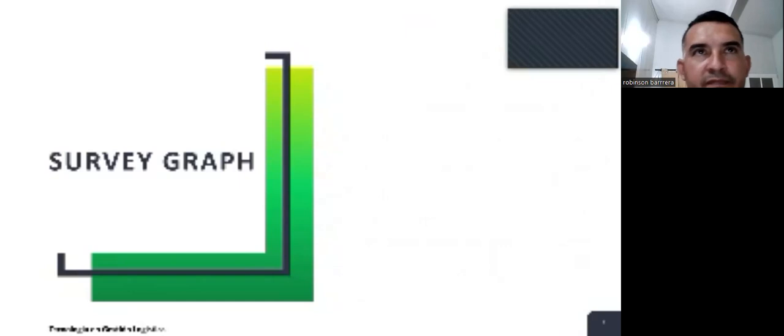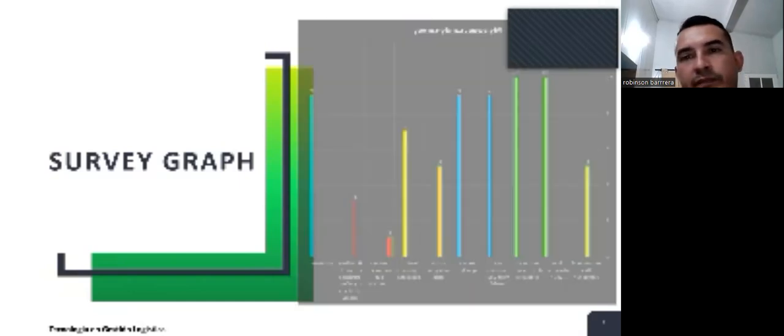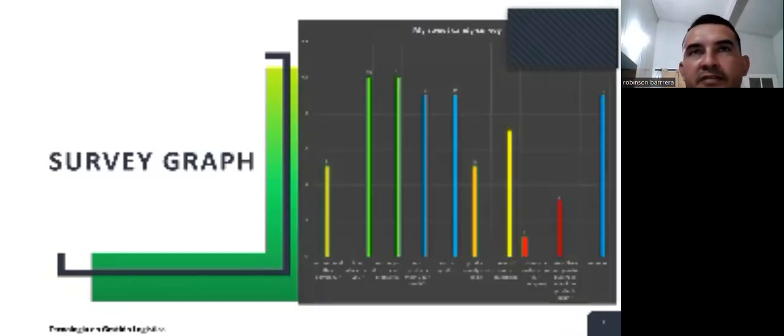Survey graph. To analyze the results of the survey, we have used a bar chart that allows you to show the level of the company's performance.